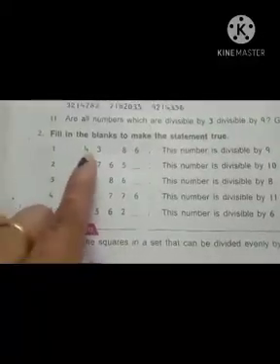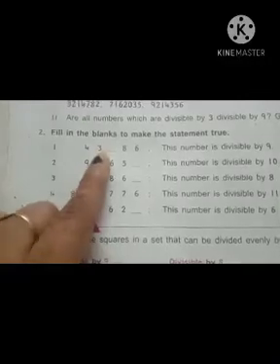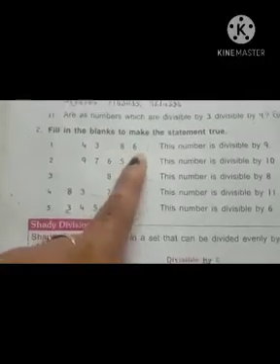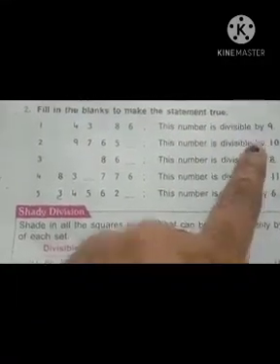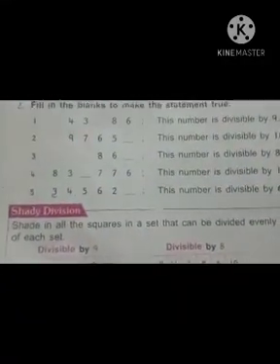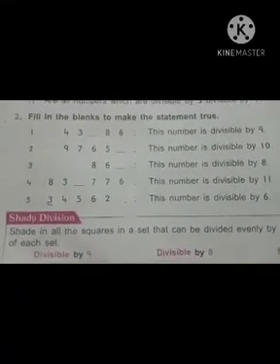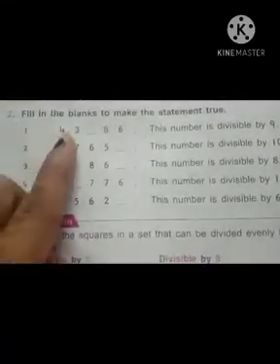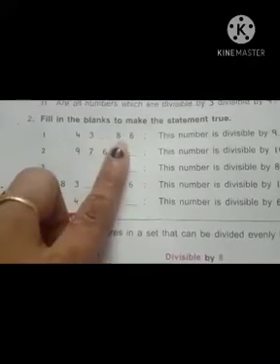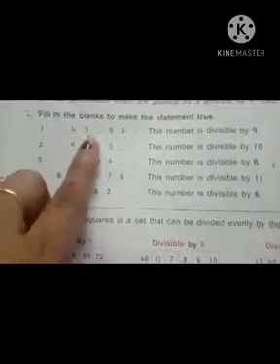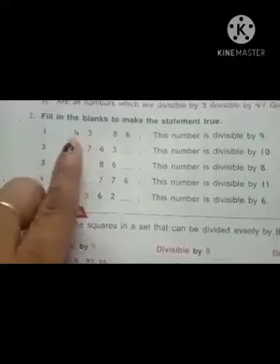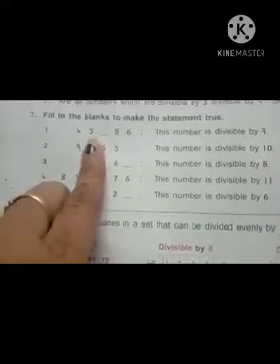Children, see here. First one, 4 3 dash 8 6. This number is divisible by 9. What is the statement of divisibility rule by 9? Sum of the digits is divisible by 9. Sum of the digits means we have to add these numbers. 4 plus 3 is equal to 7.